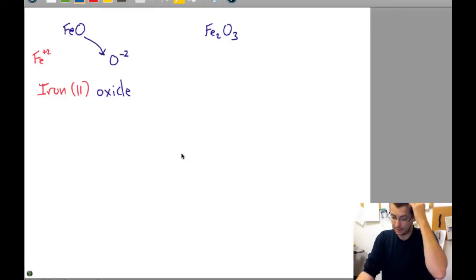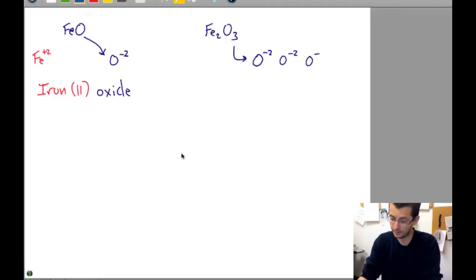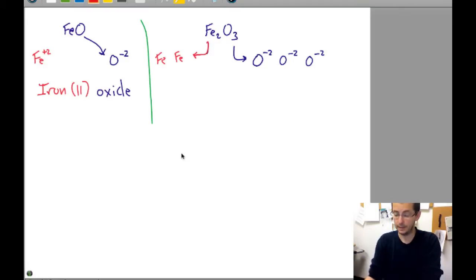We can do a similar analysis for this compound. We see that there are 3 oxygens, each with a -2 charge. And the iron has 2 of them. The 2 irons together have to cancel out -6. So that means that all of these together would have to be +6, or each would be +3. Right. So this compound would be iron [3] oxide.